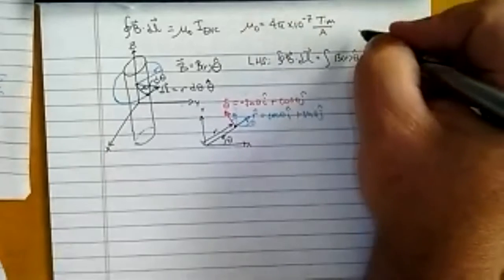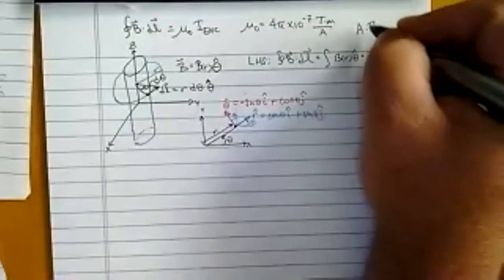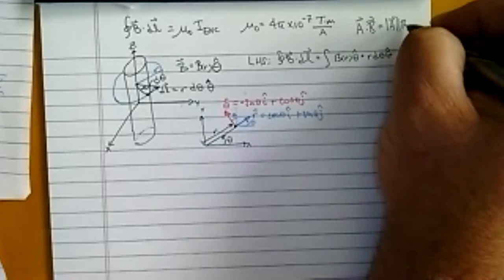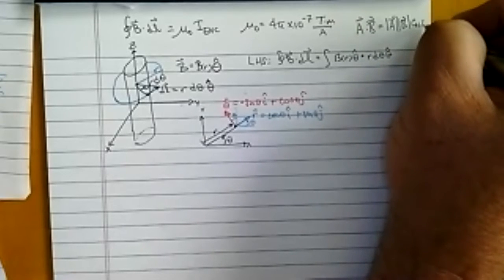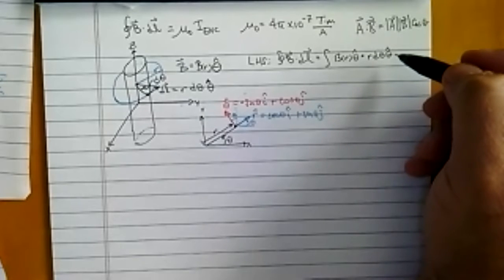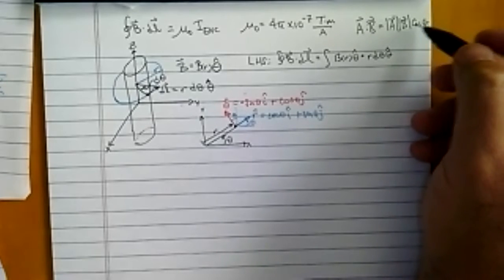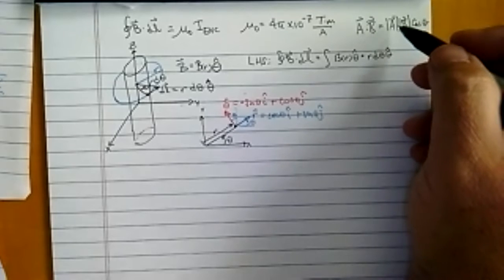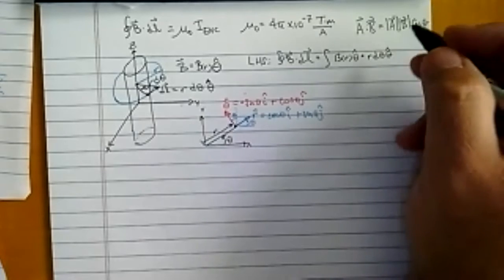But we know the dot product, a dot b, is just equal to the magnitude of a times the magnitude of b times the cosine of the angle between them. Well, these two are parallel, so the angle between them is 0. Hence, cosine of 0 is 1, and they're unit vectors, so this is 1 and this is 1, so I just get 1 for the dot product.